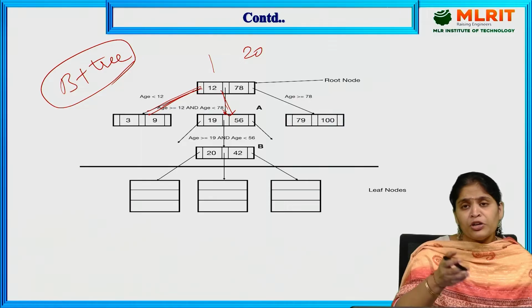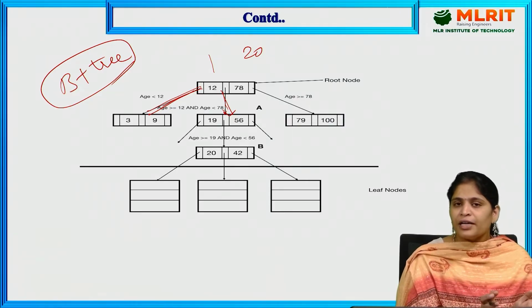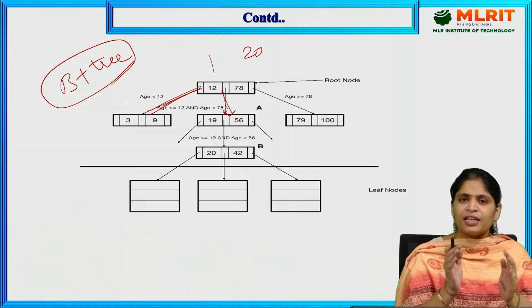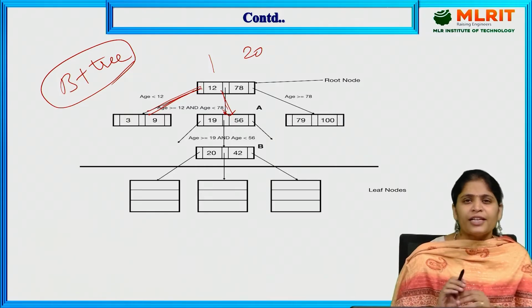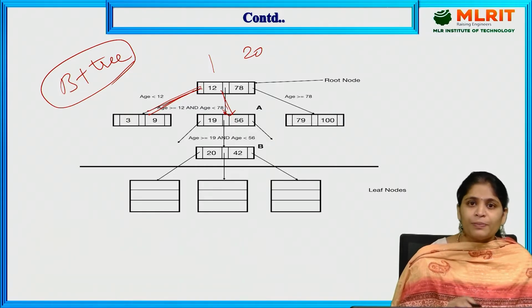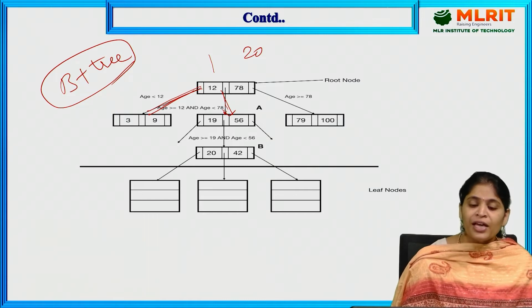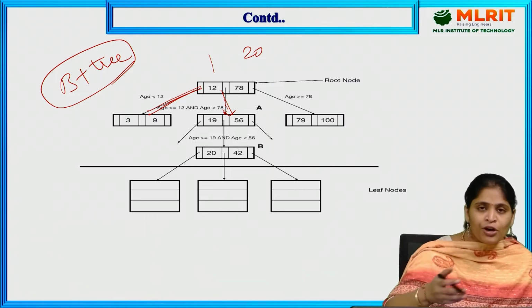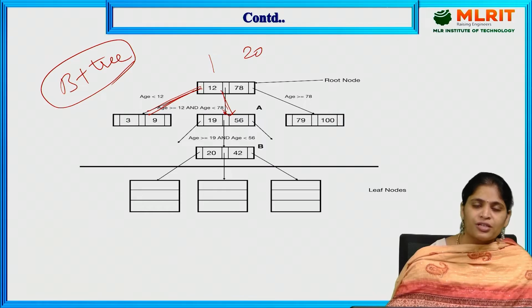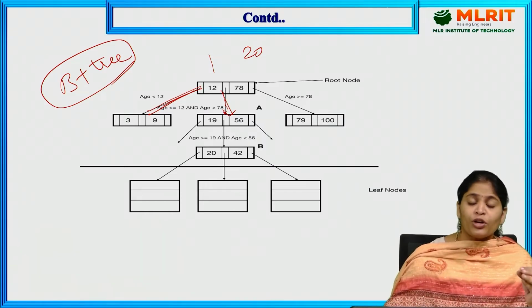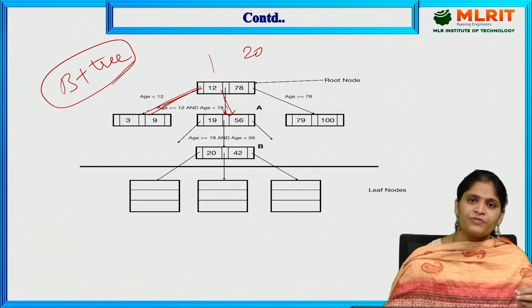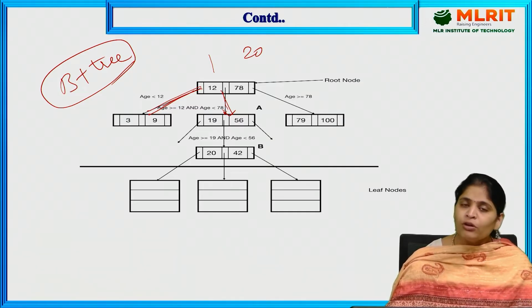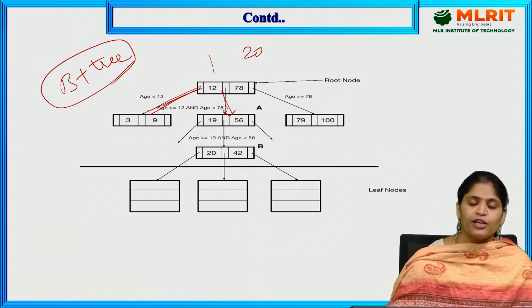Why? Because I will not search the one part, right. I will go for the next part. If it is less than, then I use the left subtree. If it is greater than, then I search the right subtree. So half of the time will be saved there itself. That is why tree structured organization is very simple, and the time taken for searching is very low when compared to other file organizations.